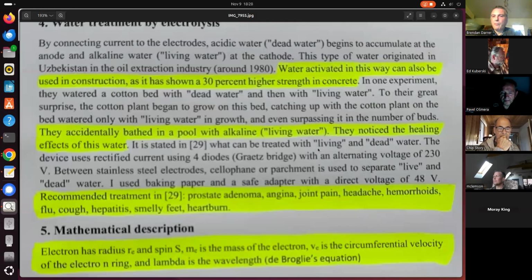In one experiment, they watered a cotton bed with dead water and then with living water. To their great surprise, the cotton plant began to grow on this bed, catching up with the cotton plant on the bed watered only with living water in growth and suppressing it in the number of buds.